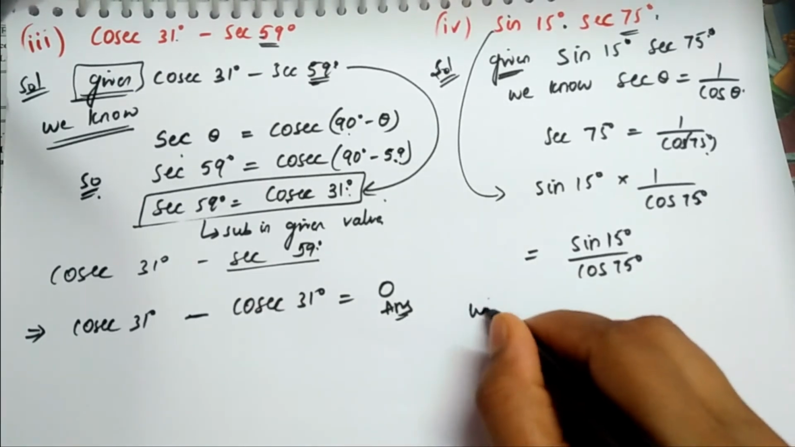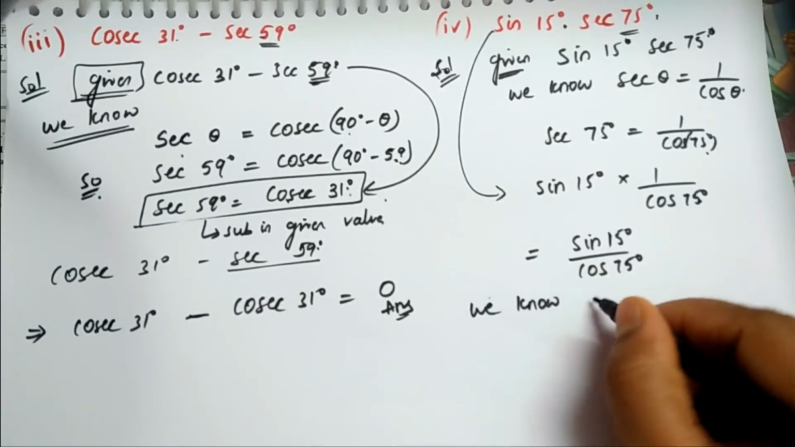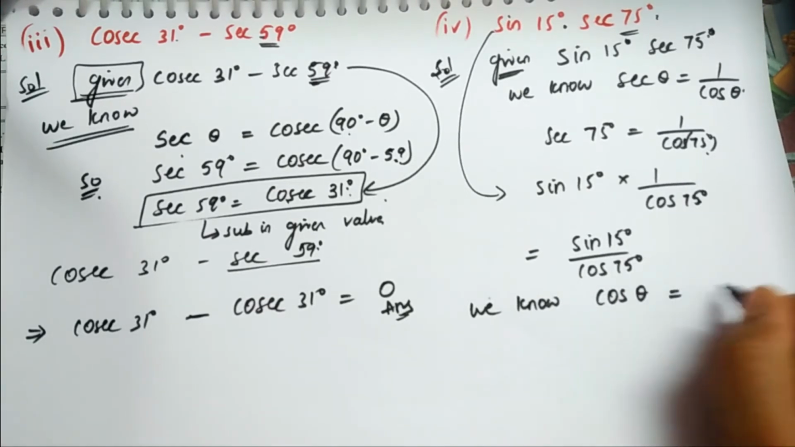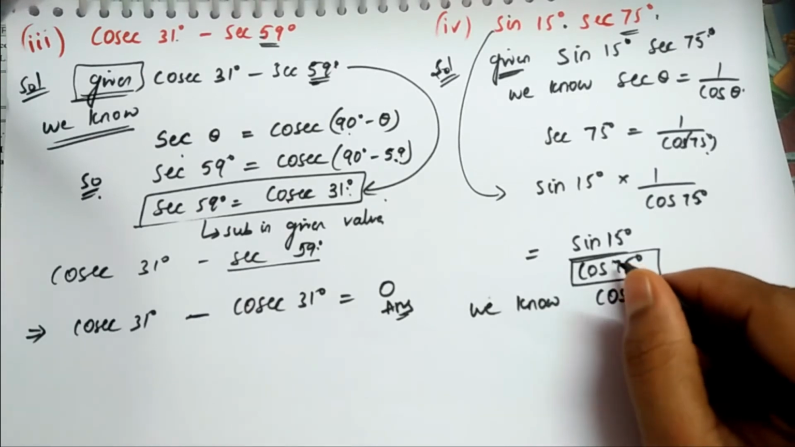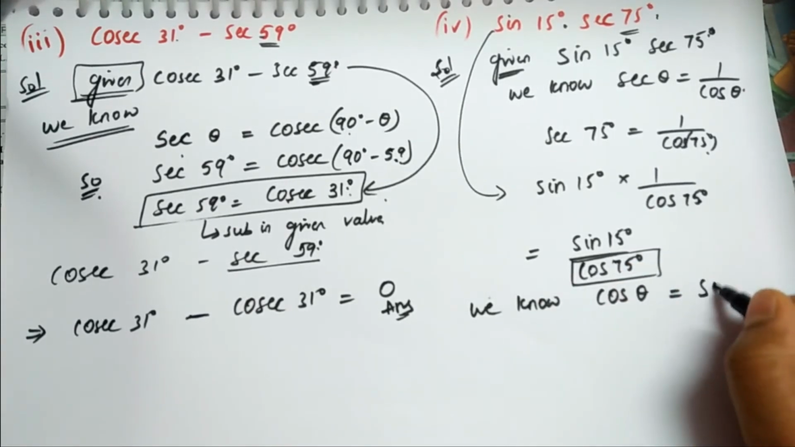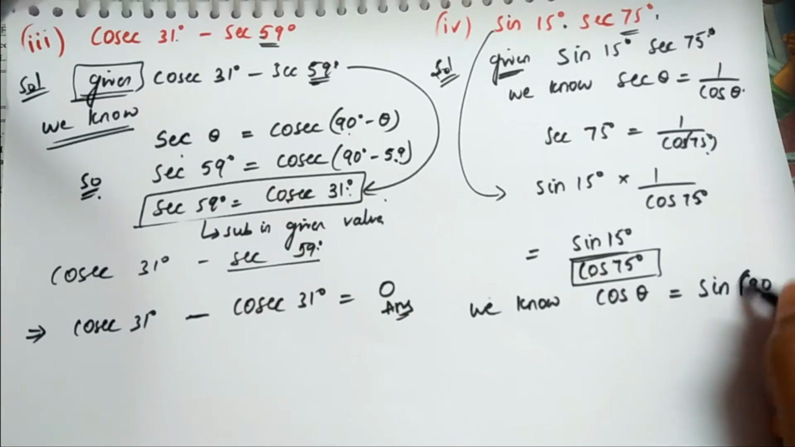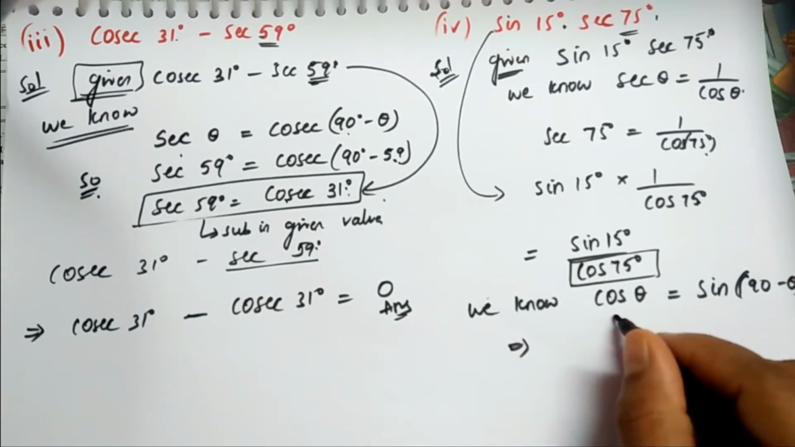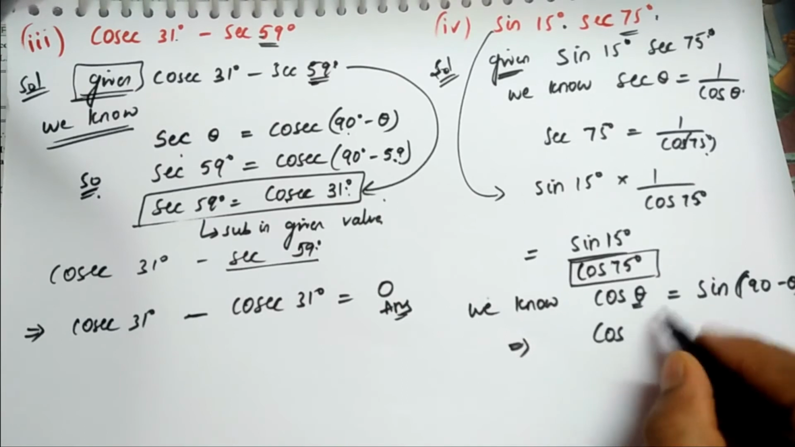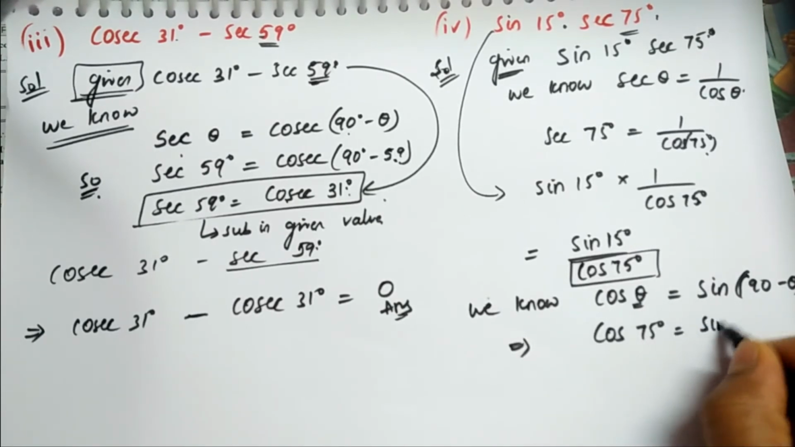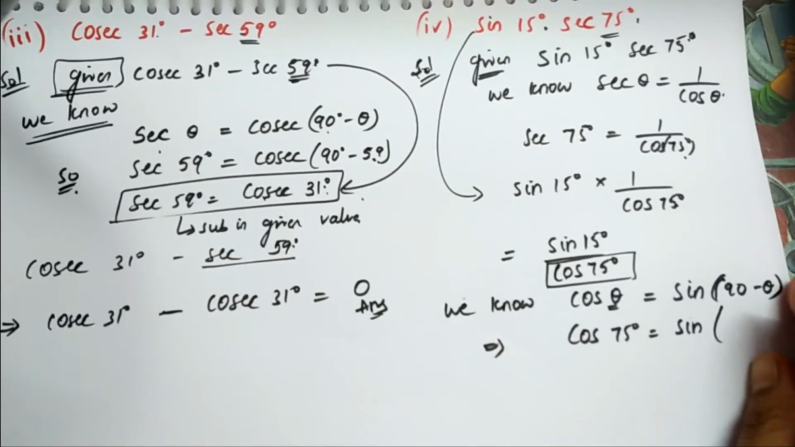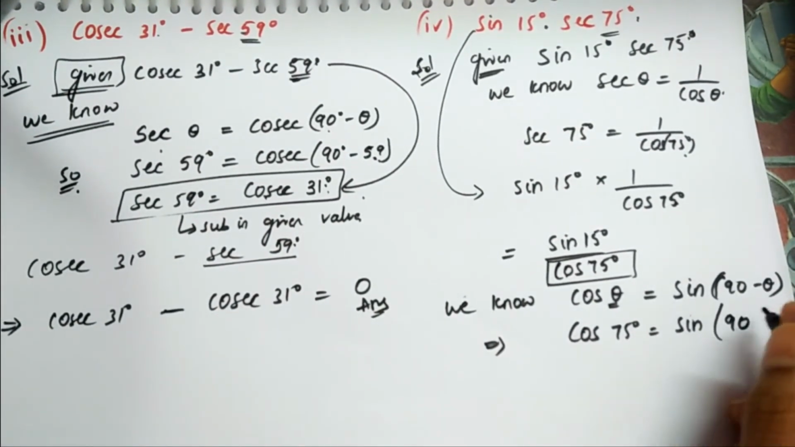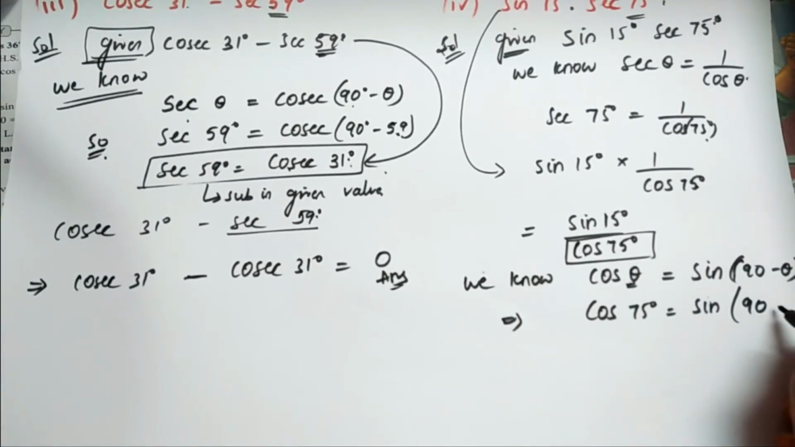Now, we also know the formula: cos theta is nothing but sine of 90 minus theta. Since here we are taking the highest angle, we are just replacing the value of theta with 75 degrees. We write sine of 90 degrees minus theta, and theta is 75 degrees.